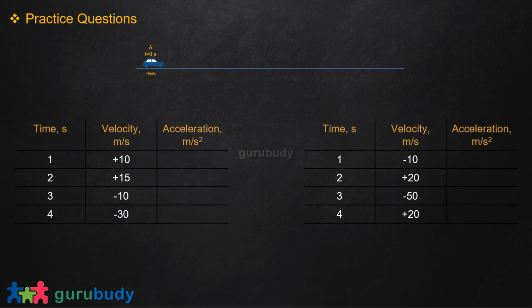So I have a few practice questions for you guys. I have this table here. Try to fill it up. I think it will give you a better understanding of how to calculate acceleration, of the direction of acceleration and how it compares with respect to the direction of velocity, what speeding up and reduction in speed mean, and why the acceleration direction is positive or negative.